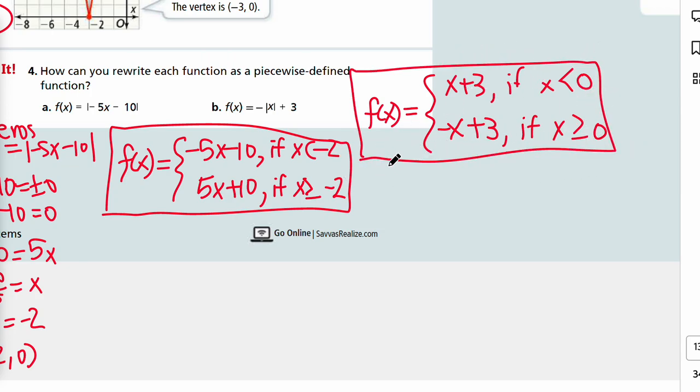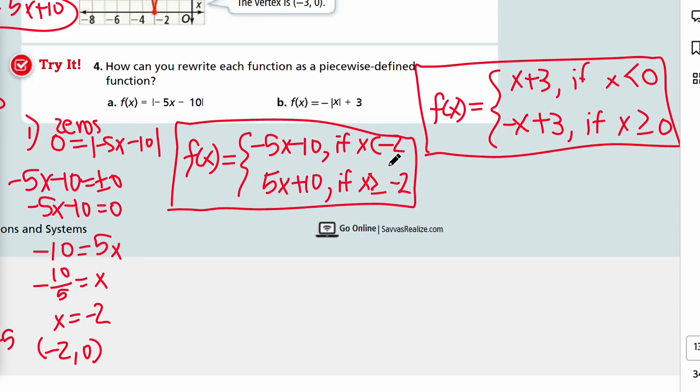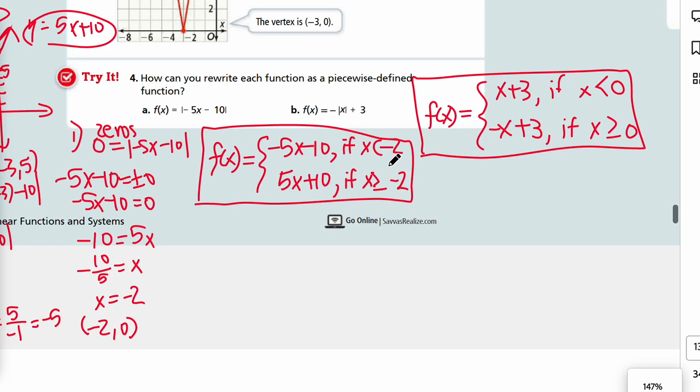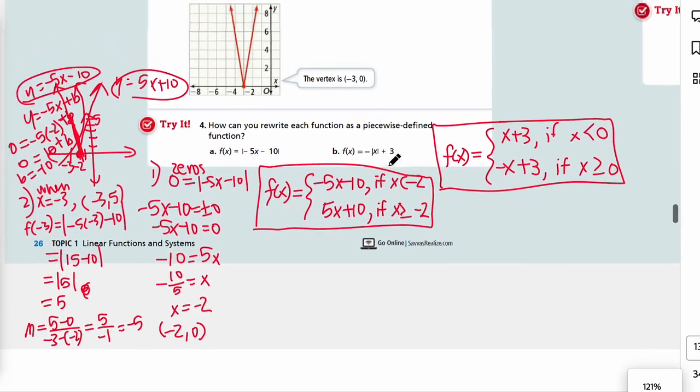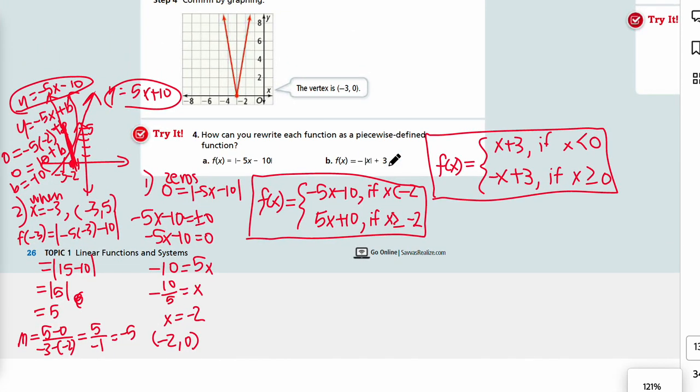All right, so that was our fourth example, changing our absolute value function into a piecewise defined function.